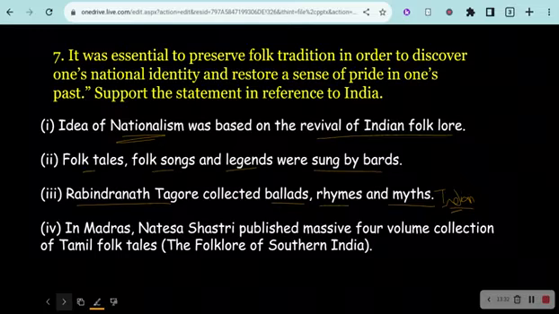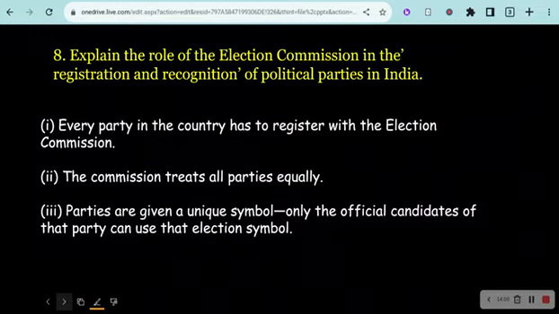In Madras, Natesa Sastri published a massive four-volume collection of Tamil folk tales, the folklore of Southern India. So that is also written by Natesa Sastri. Correct. Again, four volumes of folk tales. And so many such Indians tried to instill pride in Indians. They wanted to protect the pride of folklore and folk tradition.